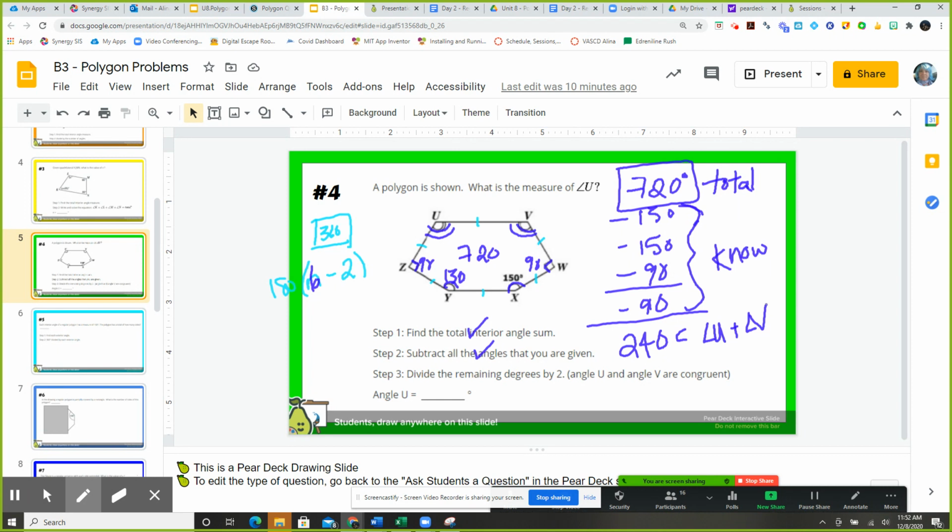So if I know U and V are exactly the same, right? U and V are exactly the same. How do I figure out which each of them is? We're going to divide by 2. So 240 divided by 2 equals what? 120.